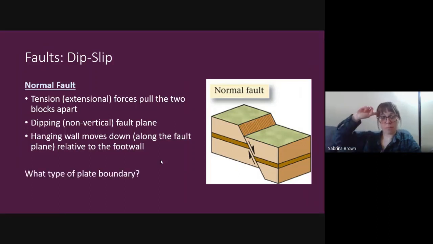All right, so let's think about the type of plate boundary where we have extensional forces pulling things apart, where we might have a lot of normal faults happening. And the plate boundary would be divergent.